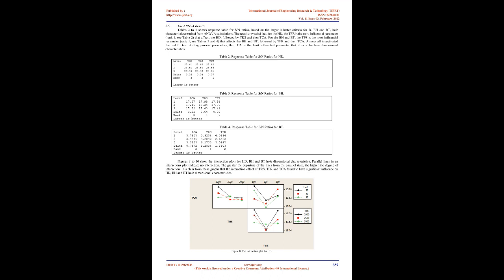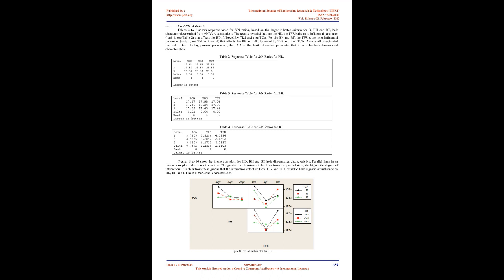The maximum BT was about 2.431 mm and obtained for hole drilled using TCA, TRS, and TFR of 300, 3000 rpm and 300 mm/min, respectively. While the minimum BT was about 0.829 mm and obtained for hole drilled using TCA, TRS, and TFR of 50, 2000 rpm and 200 mm/min, respectively.